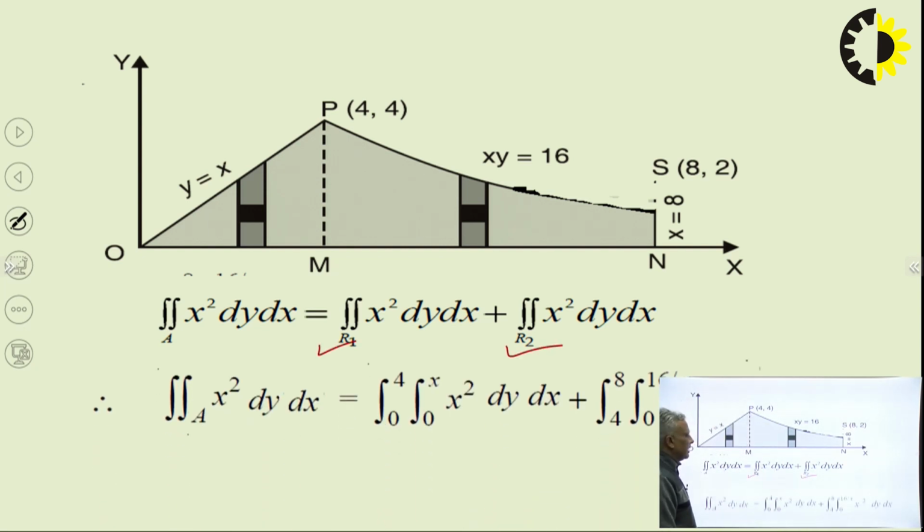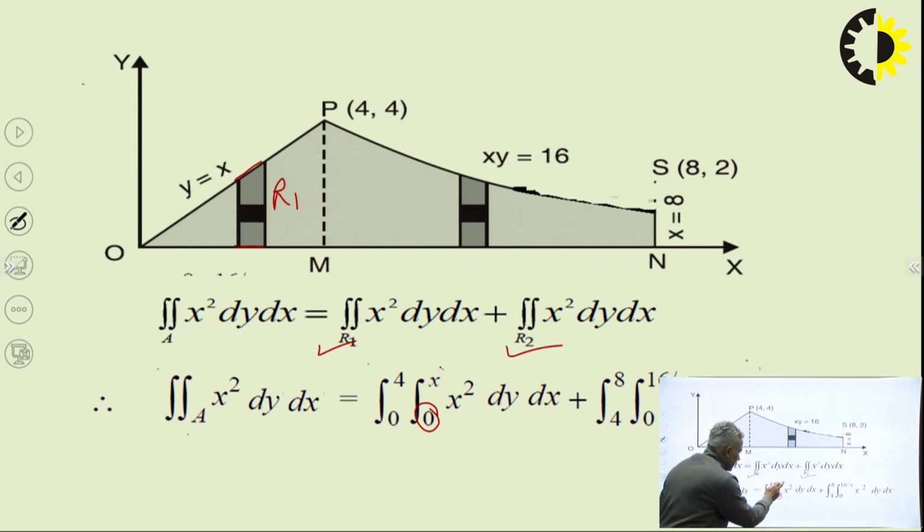Then how to take the limit? First of all, in this region R1, the lower part of this strip touches the x-axis, and for the x-axis y is equal to 0. I write it here. Okay. Now the upper part of the strip touches this line, and the equation of the line is y is equal to x. So we write here x.